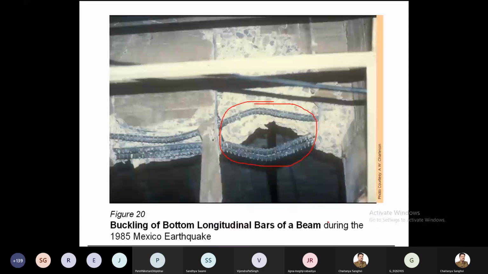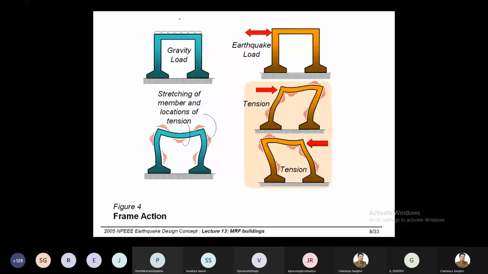Now what is happening? When we are talking about gravity loads, when the load is acting in the vertical direction, then we know where the tension is coming. In the beam, tension comes at the center of the beam, on the lower side, and on the upper side at the supports, right? In the same way you can identify the tensions.